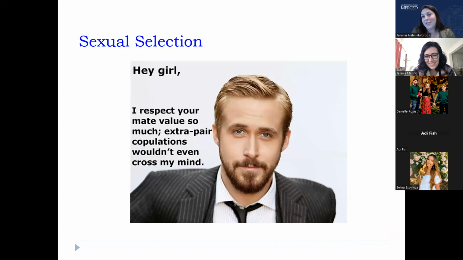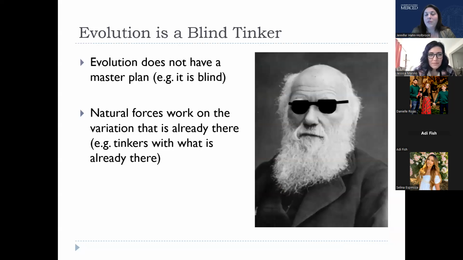So just an example of a silly meme, but thinking about these traits from an evolutionary perspective, this is an example of that. All right. So key things about evolution: evolution does not have a plan. It is a blind tinkerer, meaning that there's no master plan. Evolution doesn't want us to get anywhere. It's just a natural process that's taking place, right?